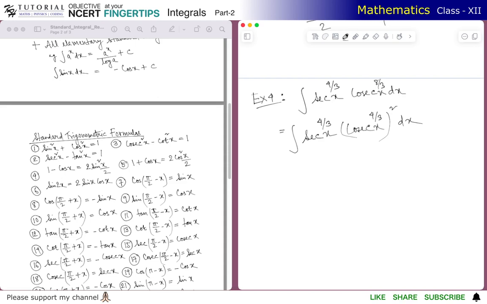One approach will be to convert it to sin x and cos x. Let's see what happens if we convert this to sin x and cos x. What do we get? This becomes cos x into sin to the power 4 by 3 x square.